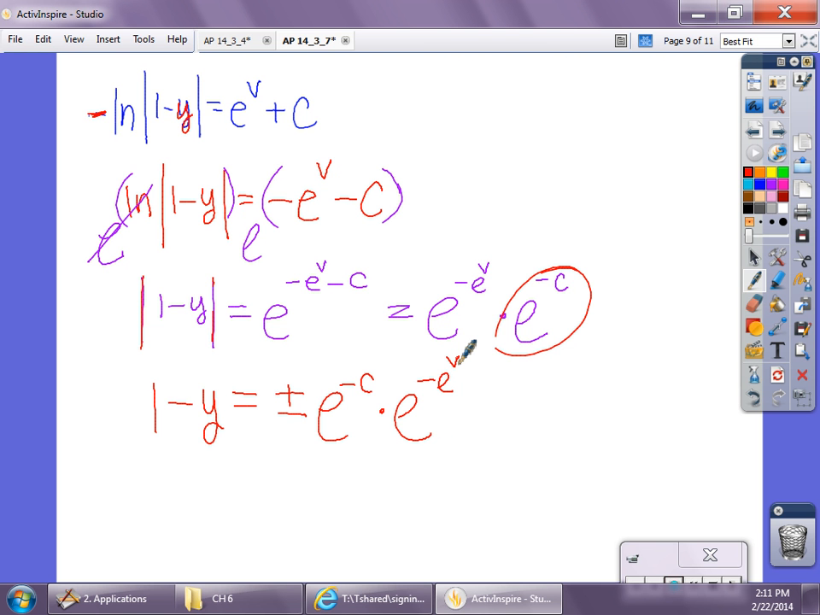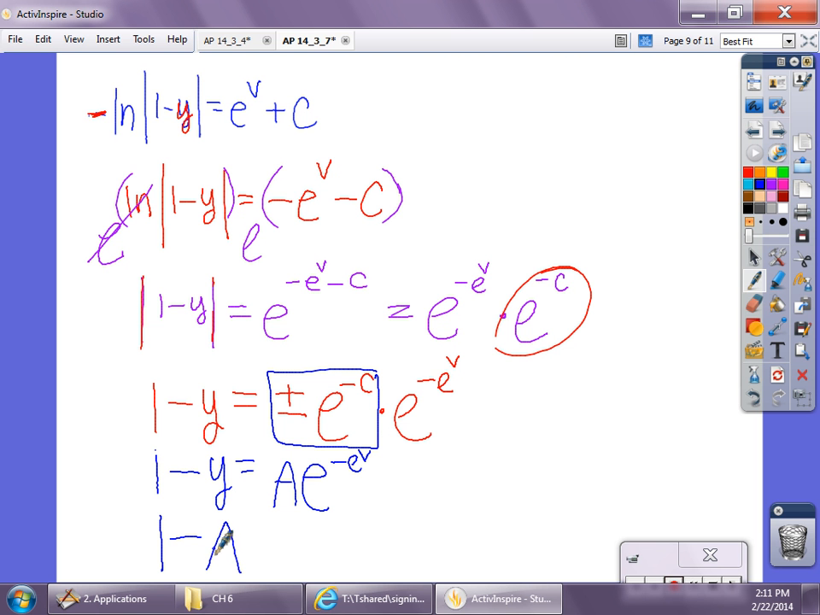I am going to make this a little easier on myself. First of all, I'm going to rename this whole thing as a, because that way it's a nice constant. And then I'm going to move y to the right and that whole term to the left. So I get 1 minus a e to the negative e to the v equals y. And in this case, just because it's a pretty complicated looking problem, we're going to leave it that way. I'm going to let you leave it with the negative exponent.